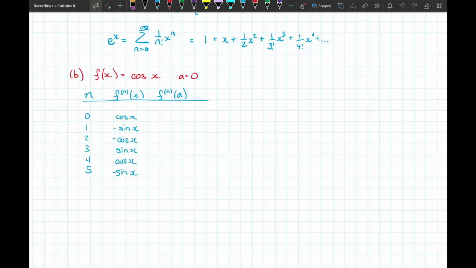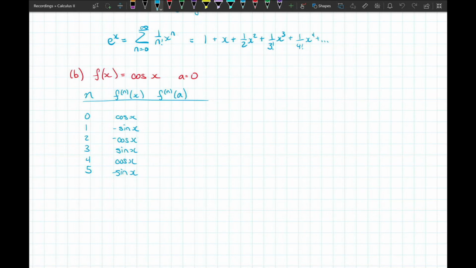Now, luckily, the derivatives here do follow a nice pattern, starting with the function itself, cosine x, and then the next derivative, negative sine x, the second derivative, negative cosine x, the third derivative, sine x, and the fourth derivative, we're back to where we started. And then it repeats its process again afterwards.